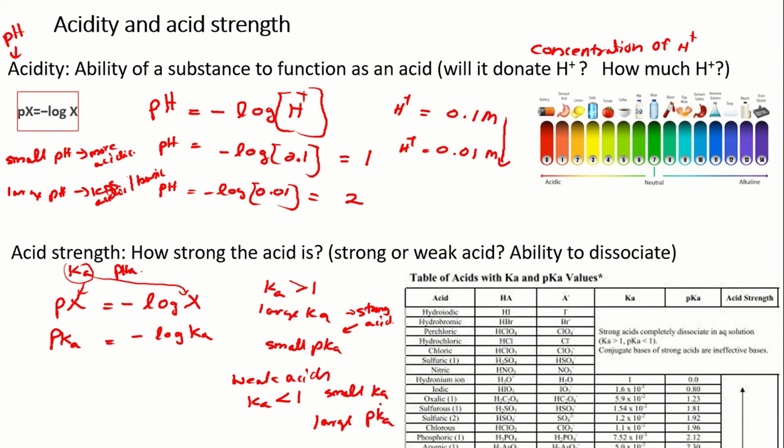So that is one way we can show the acid strength. So acid strength simply tells you how capable this acid is in dissociating. So acid strength reflects the ability to dissociate.